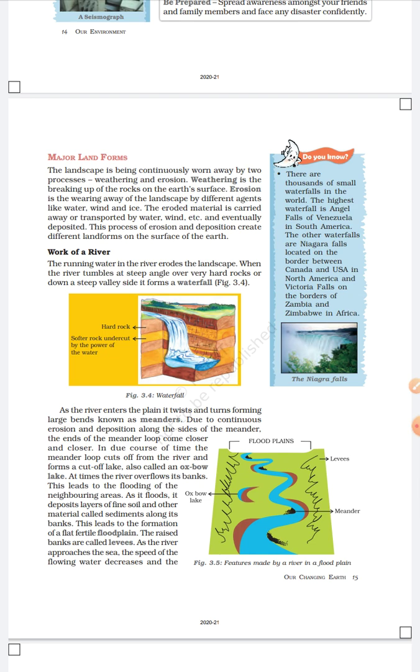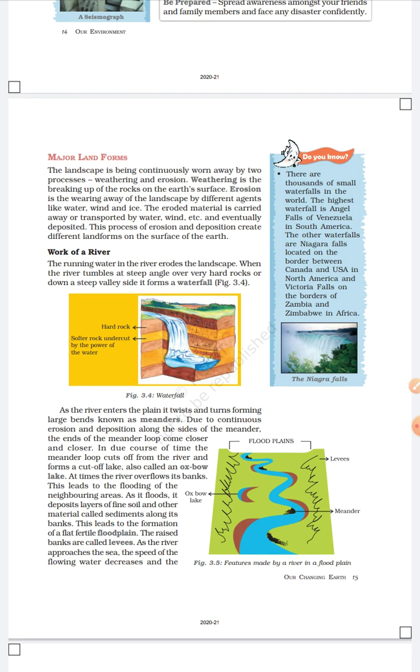Erosion is the wearing away of the landscape by different agents like water, wind and ice. Erosion means removal of the top layer of earth by water, wind and ice. Now how does water remove the top layer of our earth? Like a flowing river. A flowing river can cause removal of the top layer, sometimes flood.